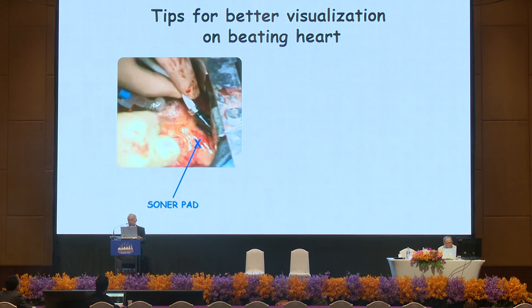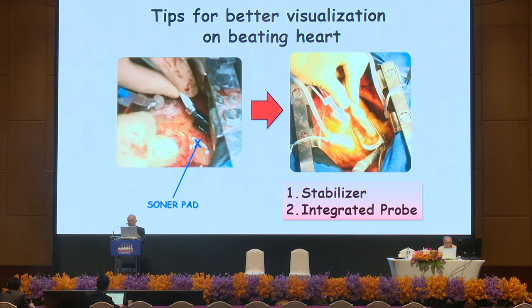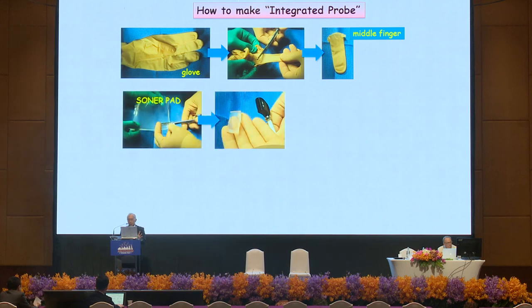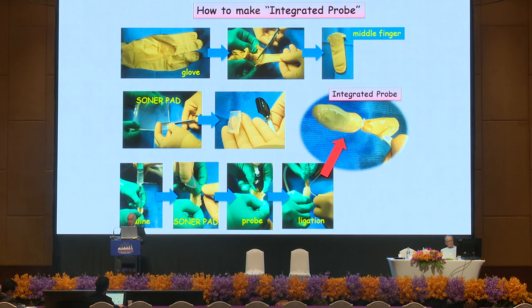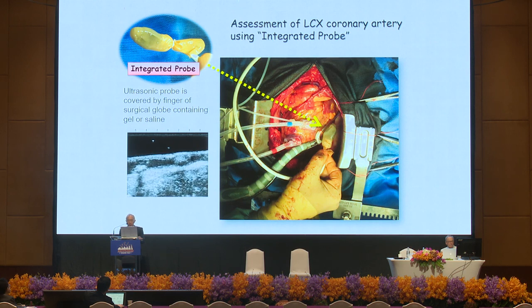This is a tip for better visualization on a beating heart. Basically, I recommend you use a sonar pad between the surface of the heart and the ECAS probe. But I often use this kind of integrated probe. I cut the middle finger of the glove, cut a small piece of the sonar pad and put it in, and with saline or jelly, make a ligation and make this integrated probe. With this technique, you can put the probe anywhere on the heart, even the posterior wall or the lateral wall.